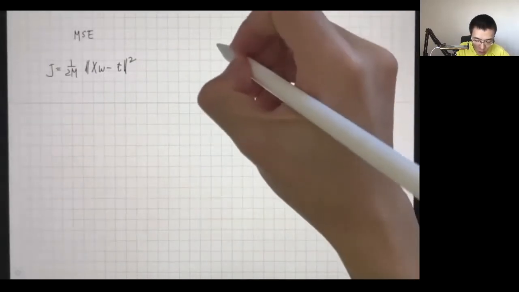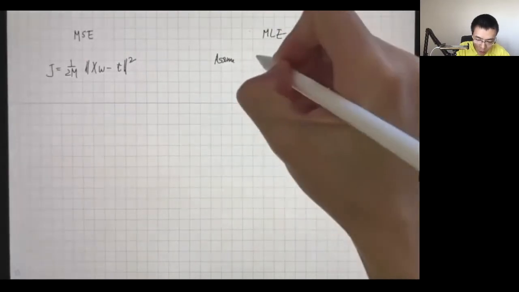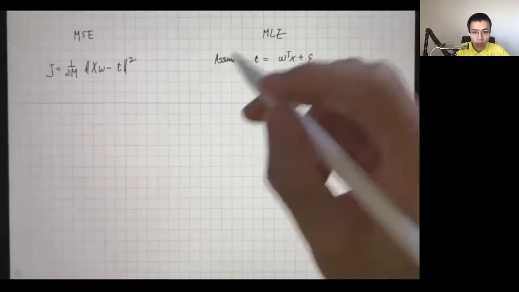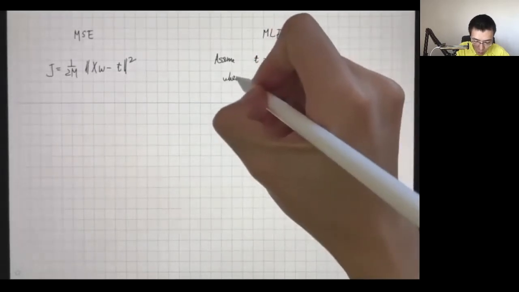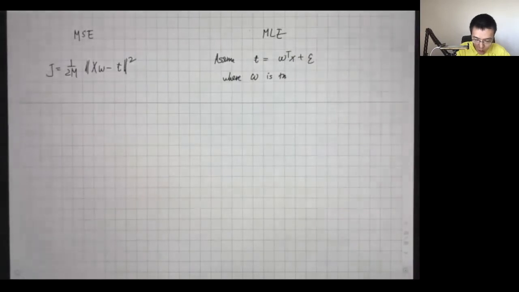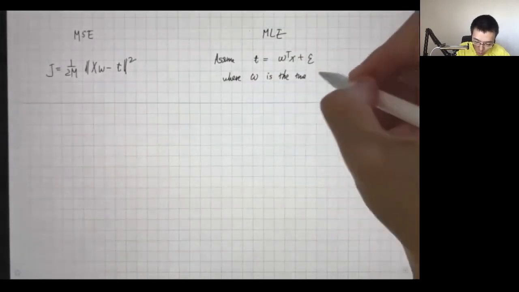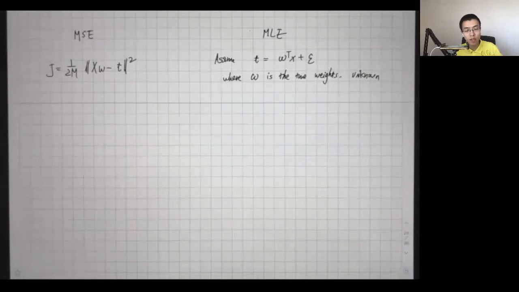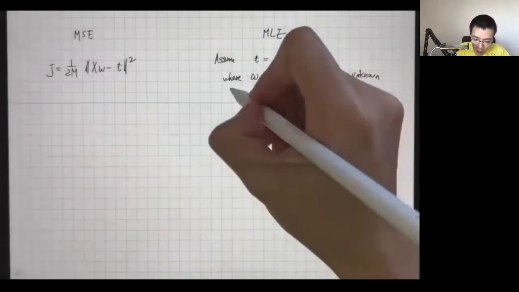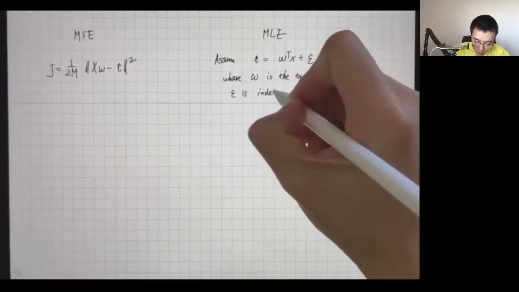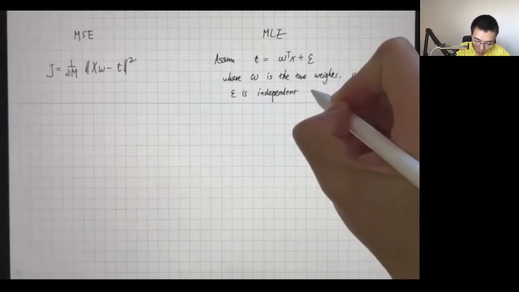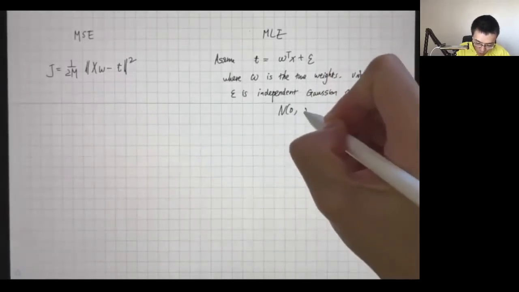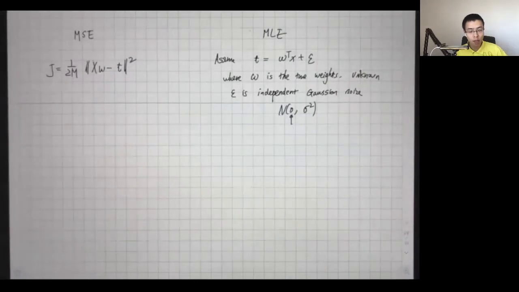And the maximum likelihood estimation says, I assume my data is indeed generated by some linear transformation of your data plus some noise. Here I call it omega, the true weights, but they are unknown to humans. We don't know what the weights are, but they're already there, some constant. And epsilon is independent Gaussian noise, generated from this distribution. The mean of epsilon is 0 and it has some variance.